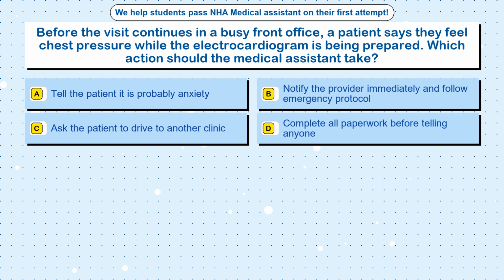Question 56. Before the visit continues in a busy front office, a patient says they feel chest pressure while the electrocardiogram is being prepared. Which action should the medical assistant take? Option A, tell the patient it is probably anxiety. Option B, notify the provider immediately and follow emergency protocol. Option C, ask the patient to drive to another clinic. Option D, complete all paperwork before telling anyone.